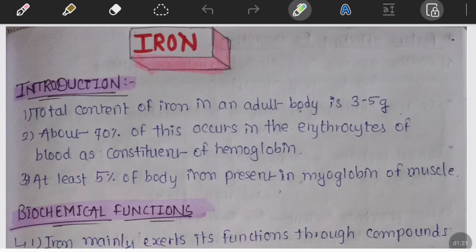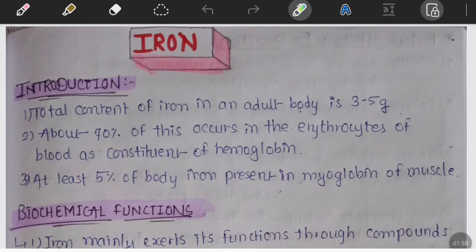The total iron content in our adult body is 3 to 5 grams. Now here's the interesting question. If iron is so little, where is it all stored? Most students think it is equally distributed. No. About 70% of total body iron is inside the red blood cells as a part of hemoglobin. Why? Because the main job of iron is oxygen transport. Another 5% is present in myoglobin inside the muscles.